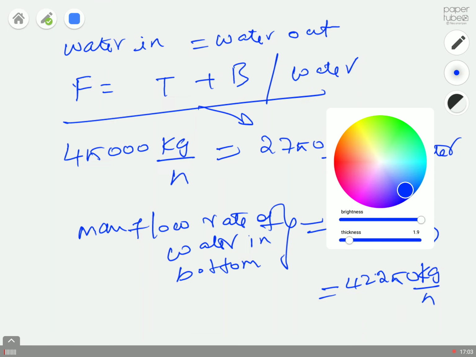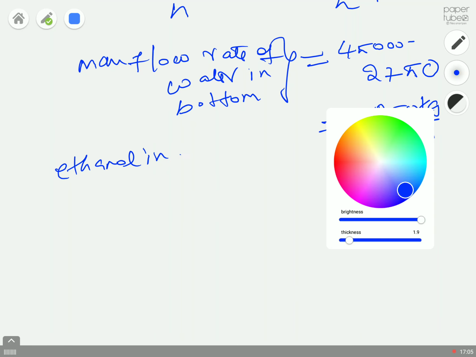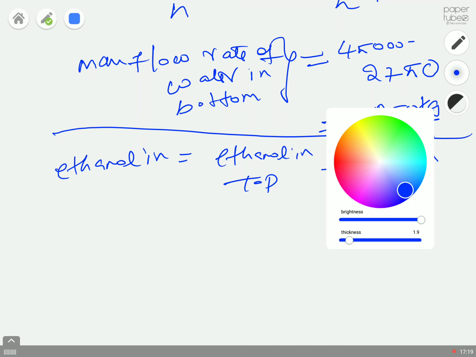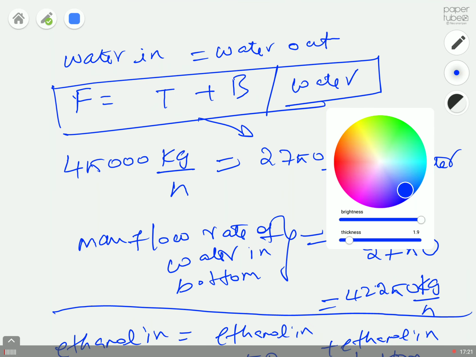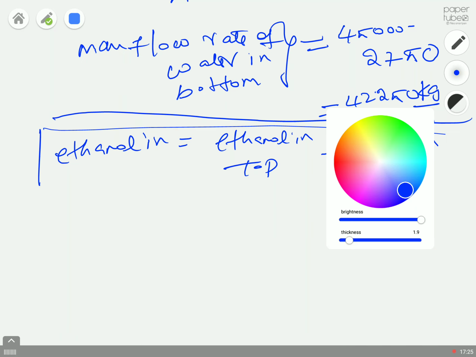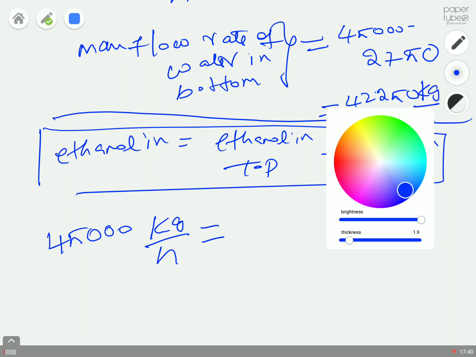We can calculate ethanol. So ethanol in equal to ethanol in top plus ethanol in bottom. So these are like an individual mass balance or component mass balance. What we did here is for water. Water is your component. Now we are performing the ethanol mass balance. So ethanol in, we already know how much that is, 95% of 50,000 kilograms per hour. So that's 45,000 kg per hour. That's equal to ethanol in top plus bottom.